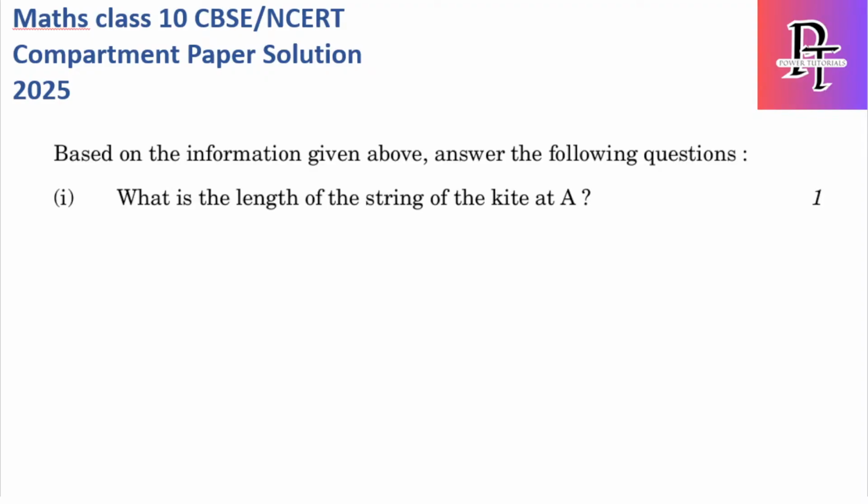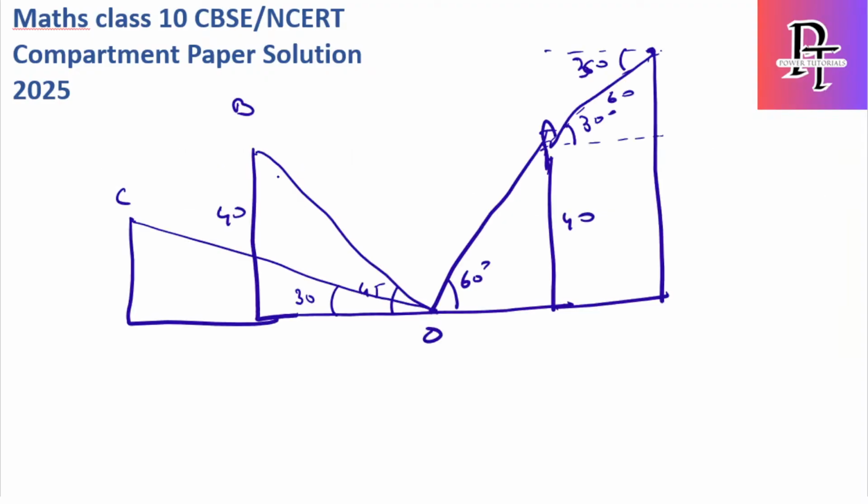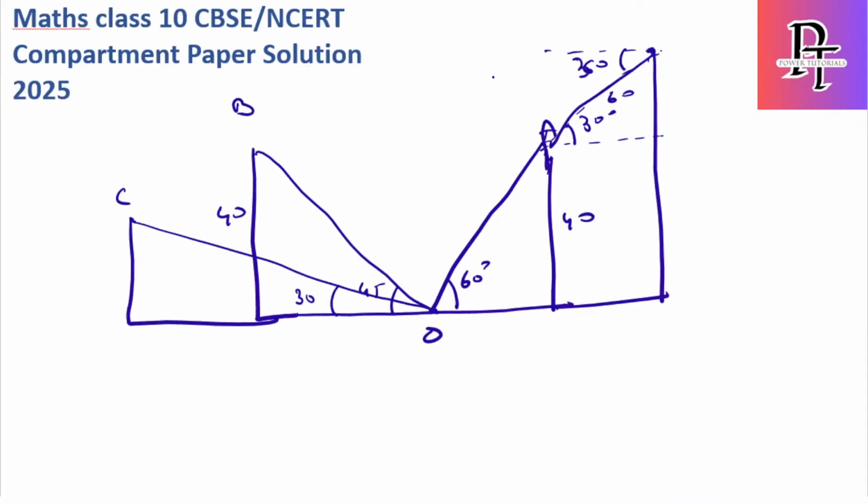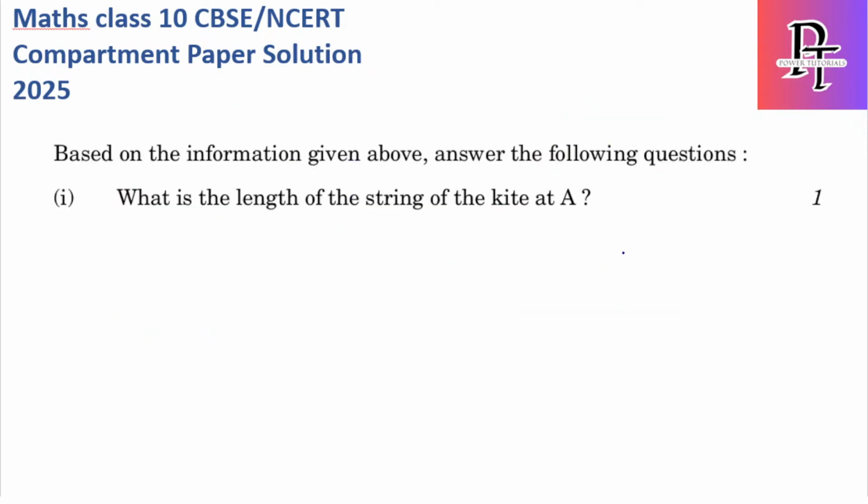What is the length of the string of kite A? Kite A, okay, let me mark the points: D, R, Q, O, P, S. So the height of kite A is 40, and they are asking for the OA value. For this, let me draw the small triangle which is required for kite A. This is 60, this is 40. They were asking about this one.